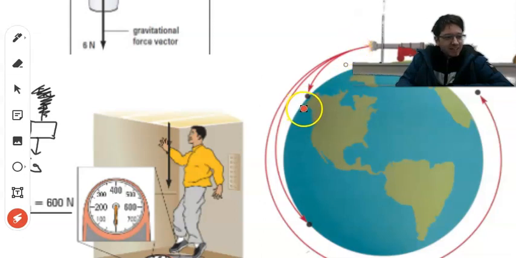But it hits the ground here, not here. It's because the ground curved away from it. And so astronauts on the ISS are always falling, they're just never falling down because the Earth curves away from it.